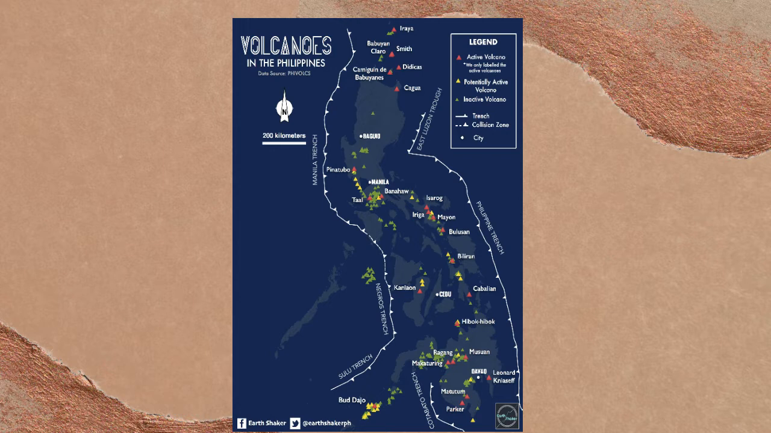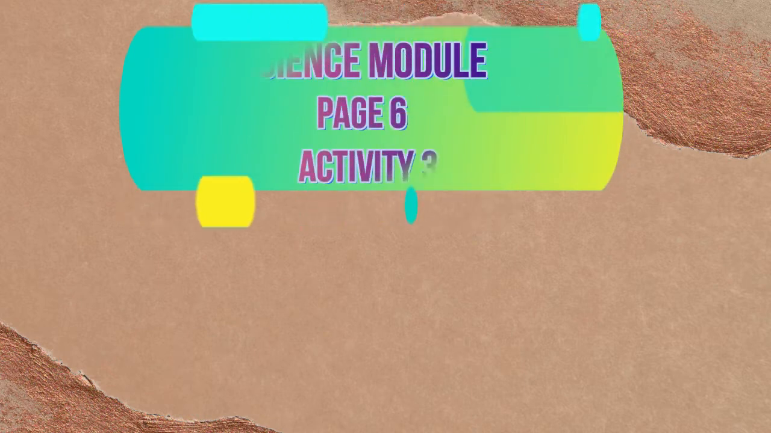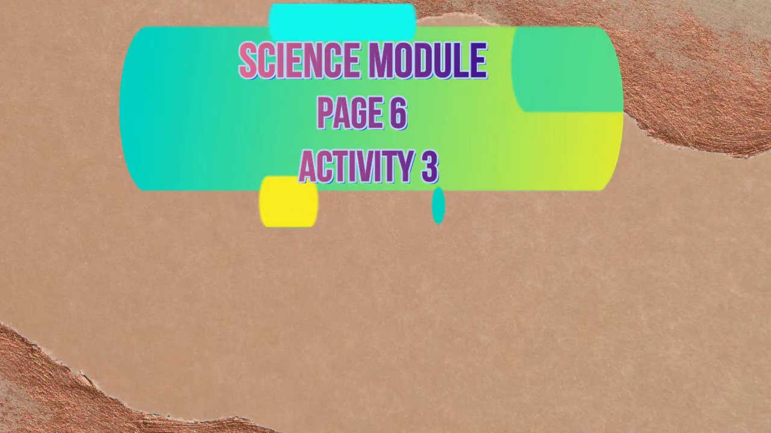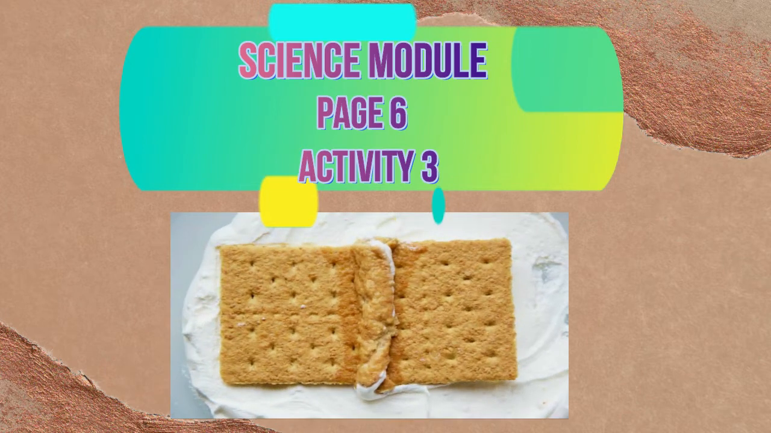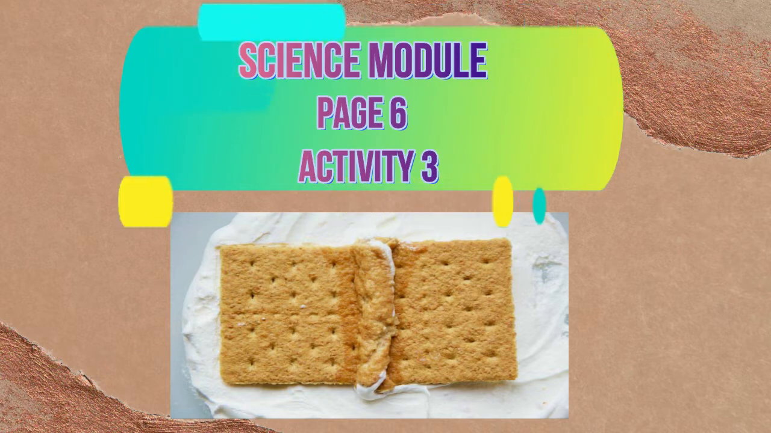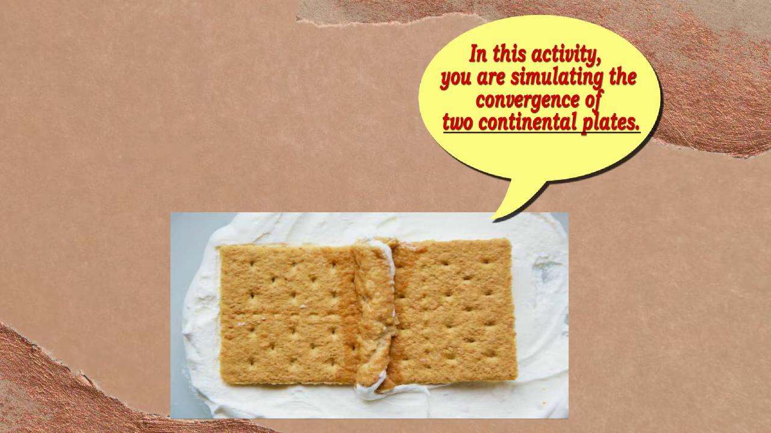Now going back to the simulation on page 6, activity 3 of your science module, you were directed to use two crunchy crackers or two slices of bread, whose 1/3 of each piece is soaked with water. You were supposed to position them on a flat surface such that the soaked parts touch each other. You were instructed to push them toward each other. In this activity, you are simulating the convergence of two continental plates.